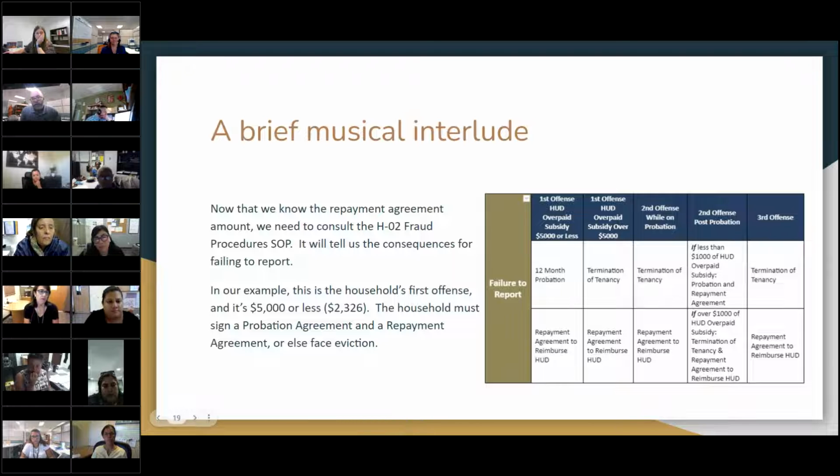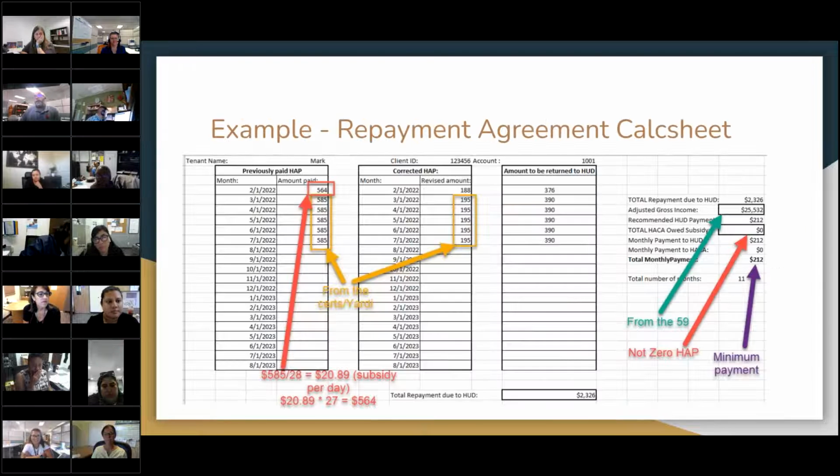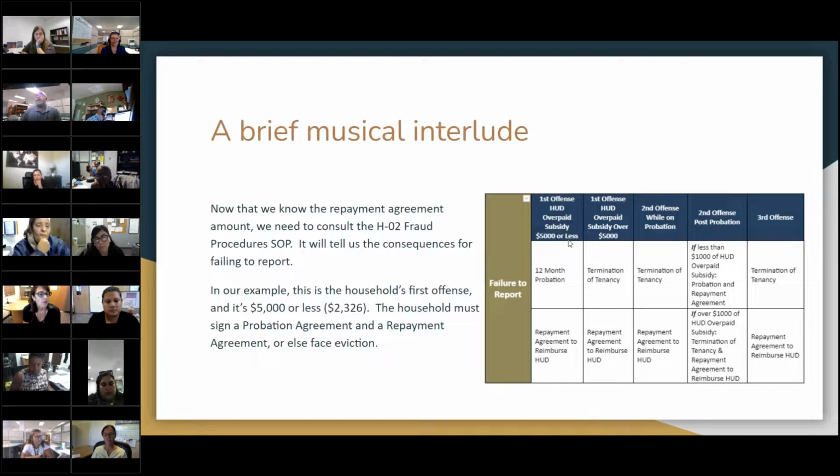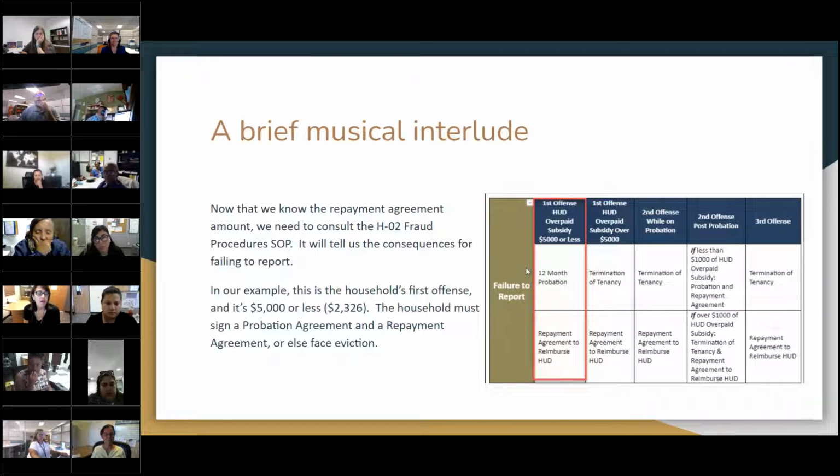At this point, this is where we would consult this chart to tell us what's next. In this case, our repayment agreement total is $2,326. This was their first offense, and so it's $5,000 or less. So here's what we're going with: 12-month probation and repayment agreement to reimburse HUD. So once you know your amount, that's when you're going to start looking at this chart.